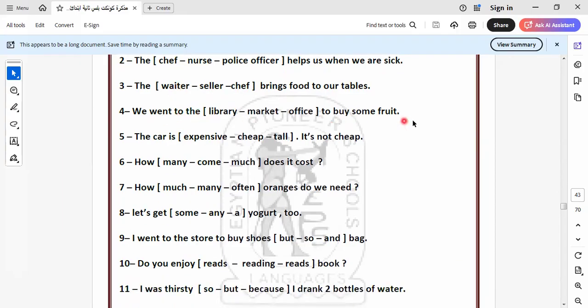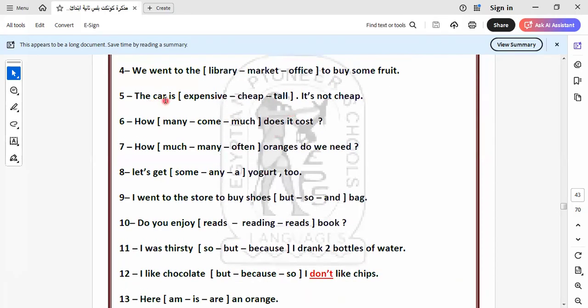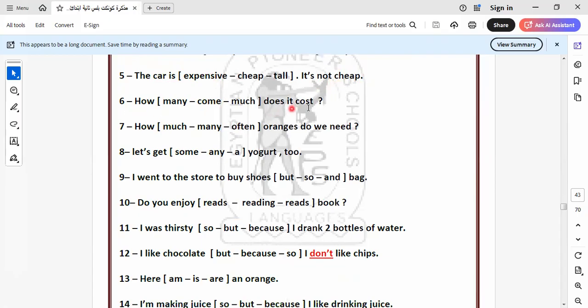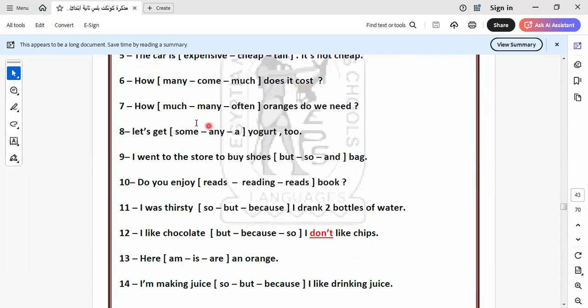We went to the market to buy some fruit. This car is not cheap, so I give you the opposite of cheap. It will be expensive. How much does it cost? How many oranges do you need? So here we have many. Why many here? Because I can count it.